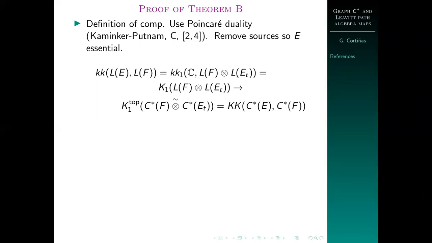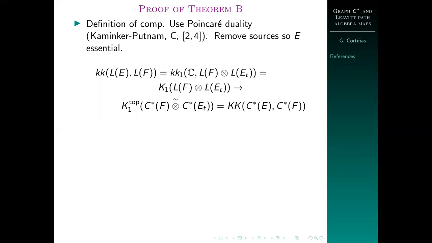Okay, now this KK1 is, since C is on the left, a K-theory group. In fact, it should be a homotopy K-theory group, but by a regularity result, the tensor product of two Leavitt path algebras of finite graphs is K-regular, and so KH1 and K1 are one and the same. Okay, so here you have K1 over F tensor LET.